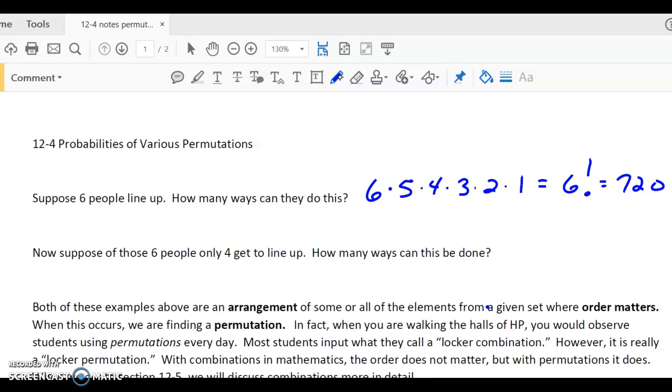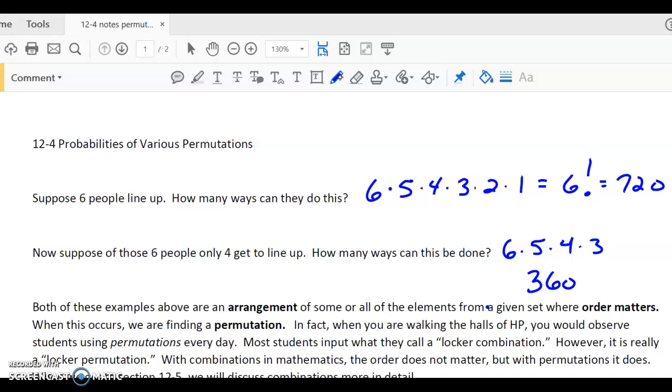Now suppose of those 6 people, only 4 get to line up. How many ways can this be done? So now we have 6 choices of people for the first one, we have 5 choices of the people left over, then 4 choices, then 3. But that's where we have to stop. So that is 360 ways.